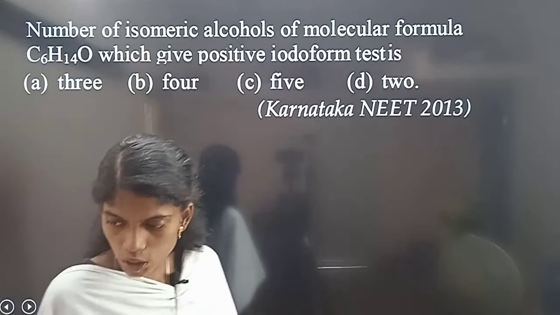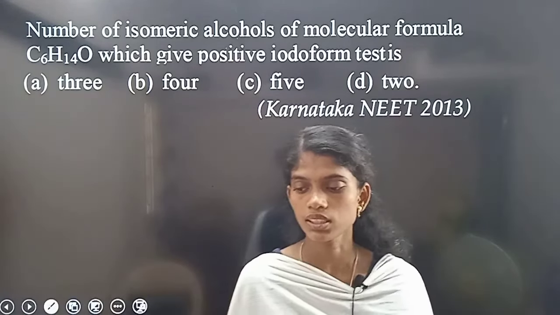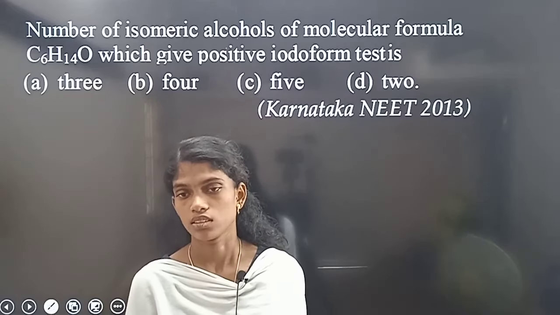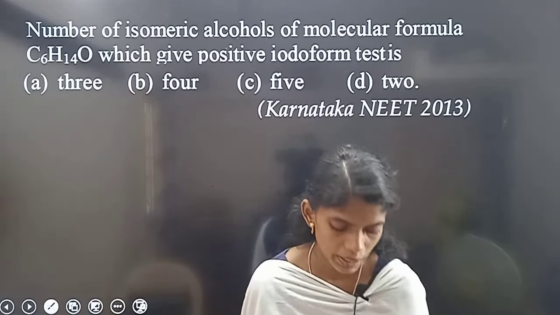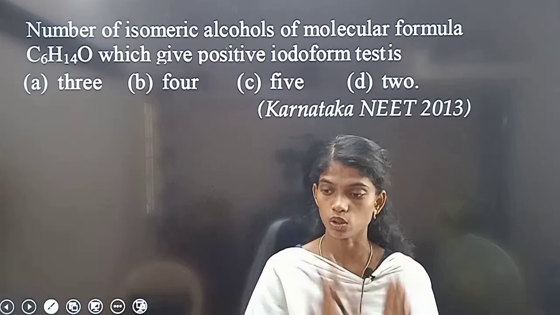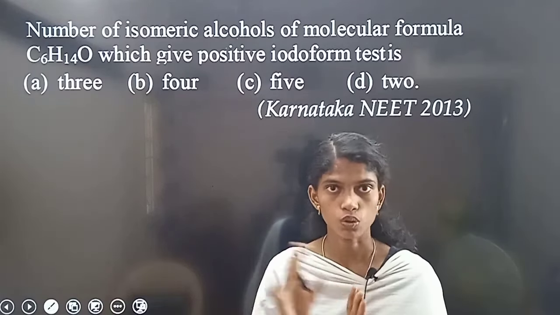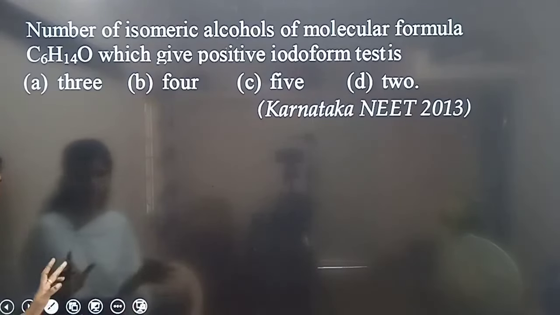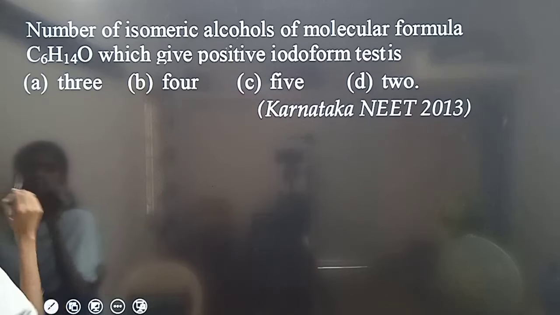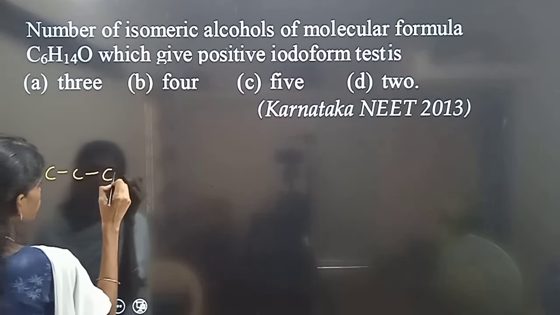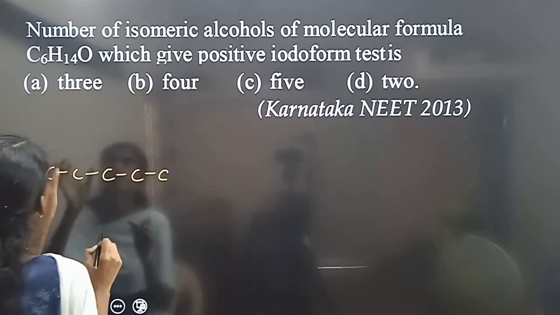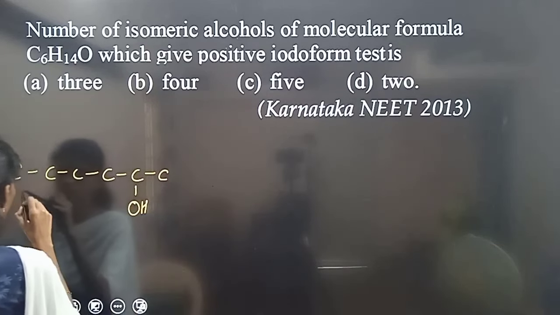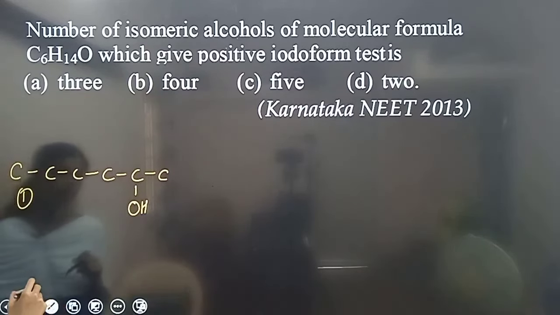Number of isomeric alcohols of molecular formula C6H14O which give a positive iodoform test. A positive iodoform test means secondary alcohols, so only secondary alcohols will give a positive iodoform test. Let us draw the isomer structures and then we can predict. One, two, three, four, five, six. There are six carbons. So it is a secondary alcohol. So this is one of the structures.